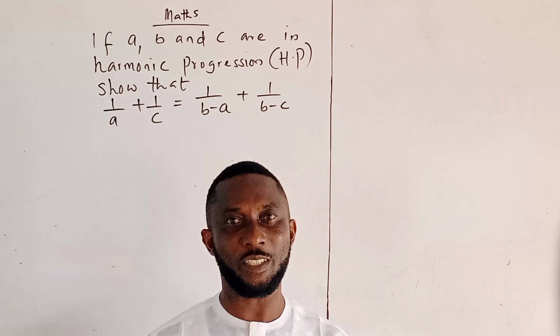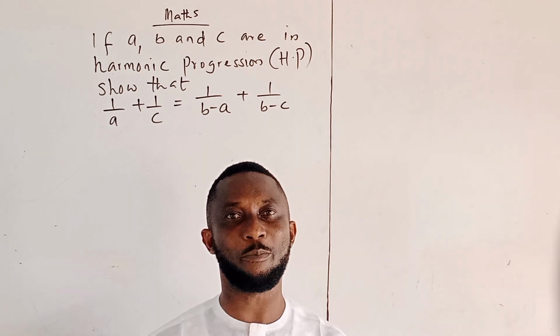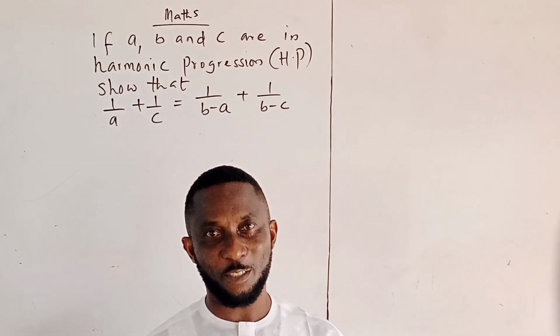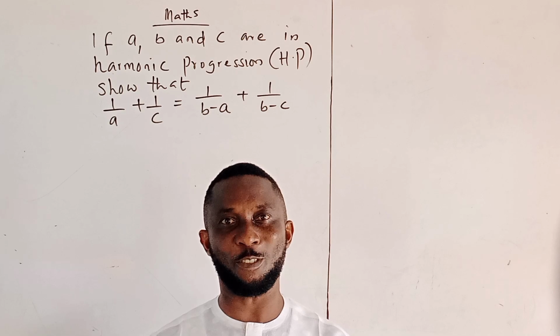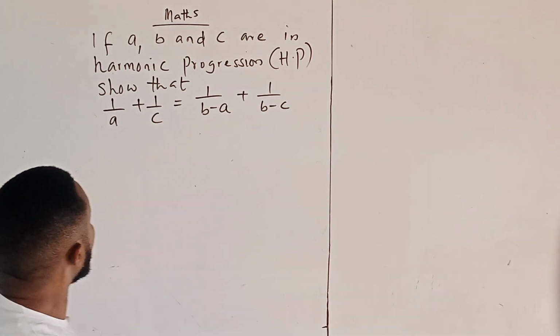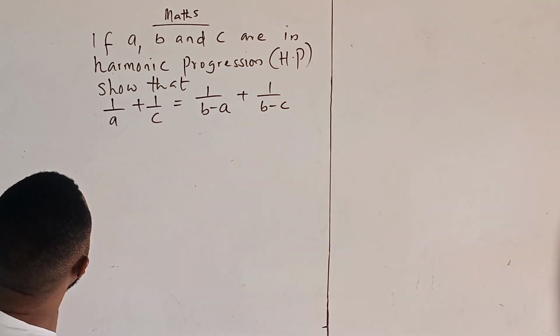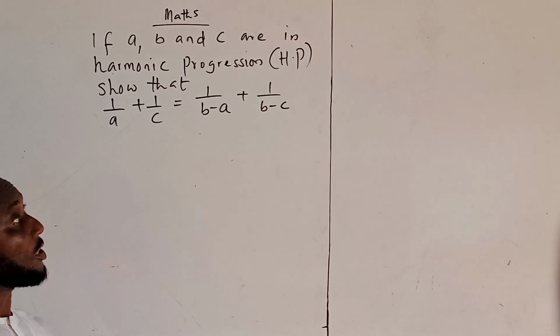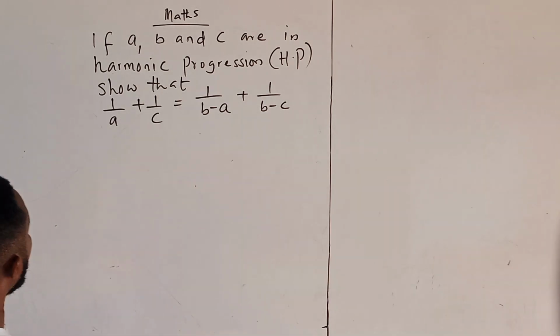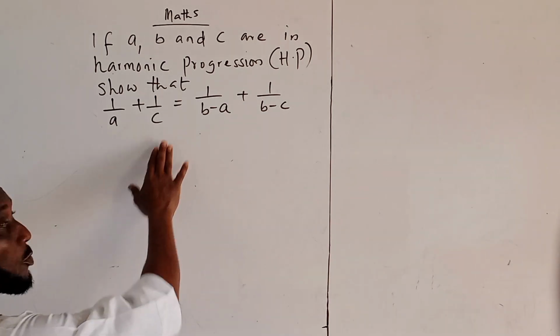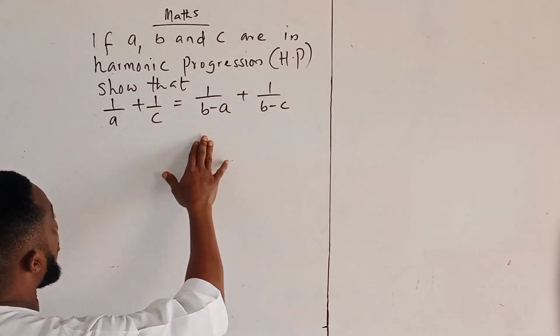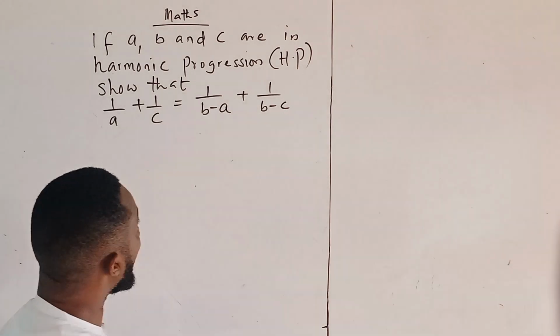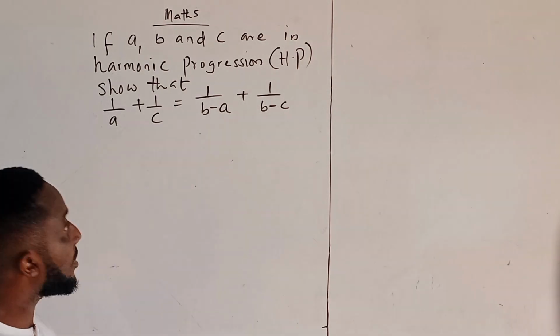In this video, we are going to be taking a look at a problem on progression. So let's go see the problem and go through the solution together. We have here that if A, B, and C are in harmonic progression, HP, we are to show that 1/A + 1/C = 1/(B - A) + 1/(B - C).